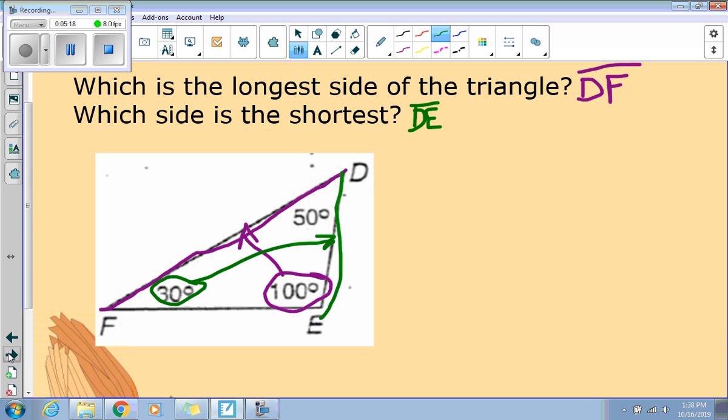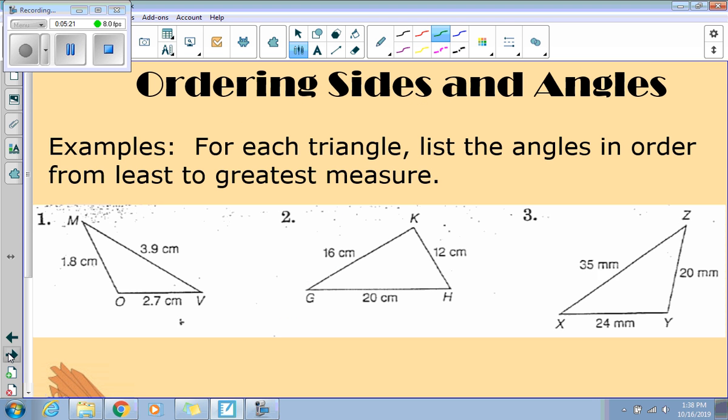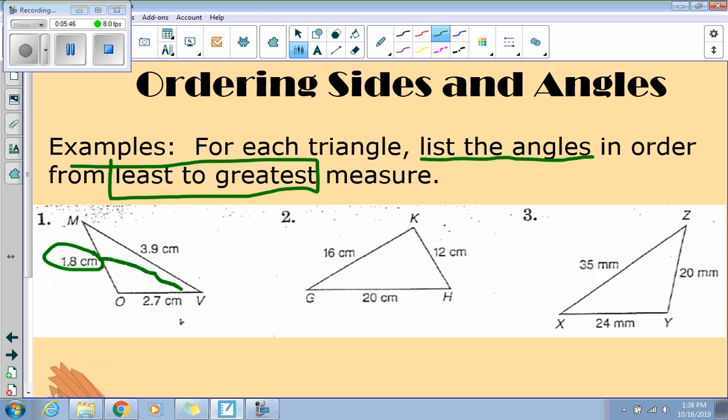So let's now talk about ordering. Now the biggest issue I see is not that we don't know how to order our sides, we do. We just don't read the directions. So the directions here say to list the angles. So we're looking for angles even though they've given us sides, from least to greatest. So we're going to go from small to big. The smallest number I see here on this first triangle is 1.8. And if I go across the way to the next angle, across from 1.8 is angle V. So that's going to be my smallest, so angle V.